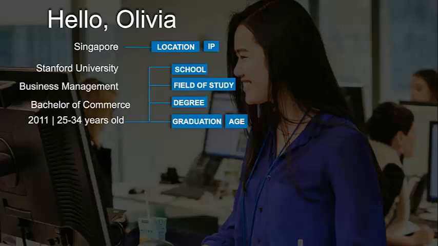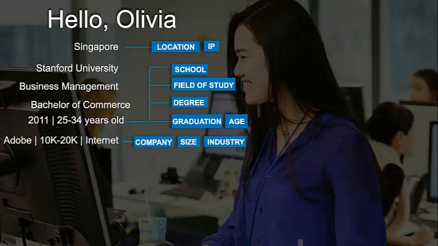We want to target people based on their education level. We could think about someone's school, their field of study, their degree. If you want to target someone by age, we can do that as well. It's inferred based on the year they graduate. We also can create a target audience based on someone's company size, industry, or even company name.